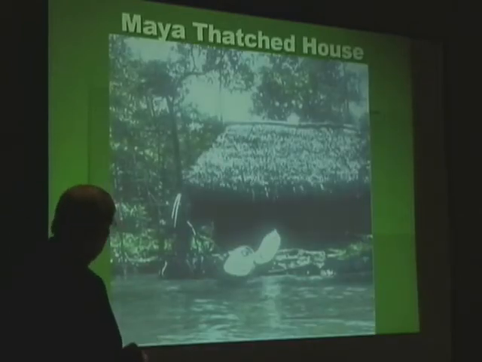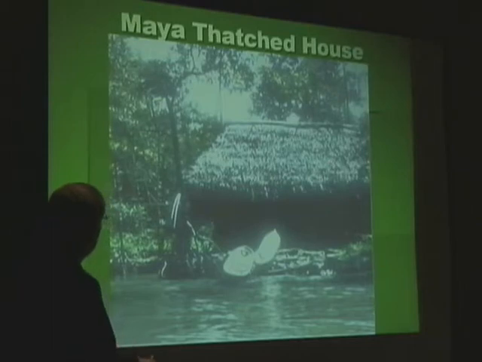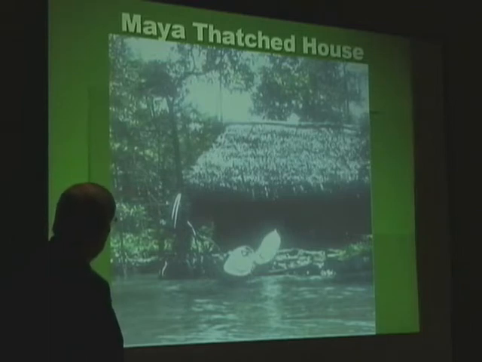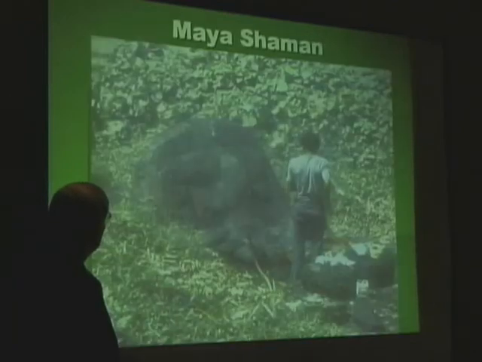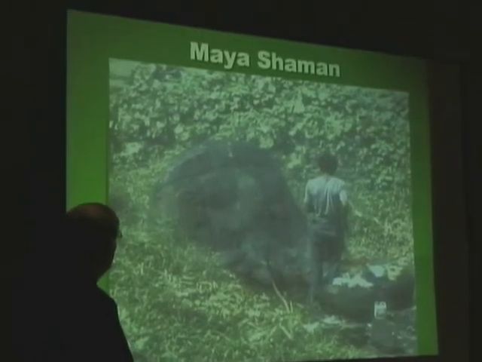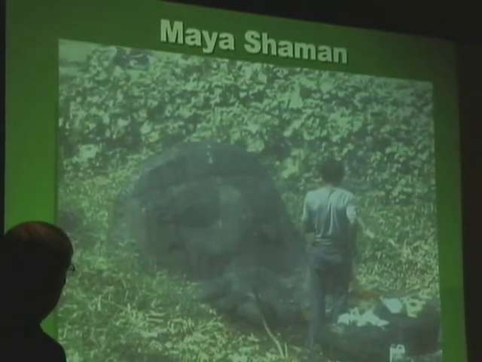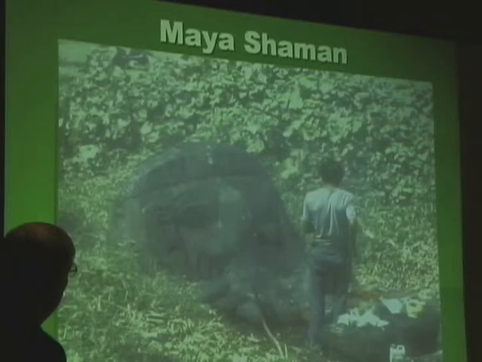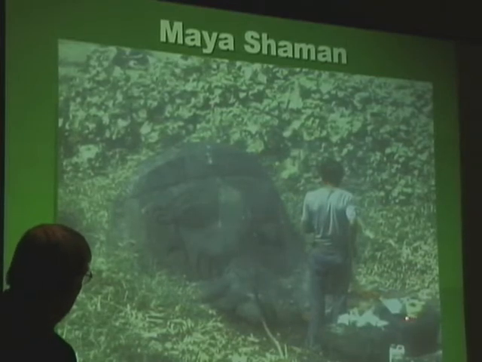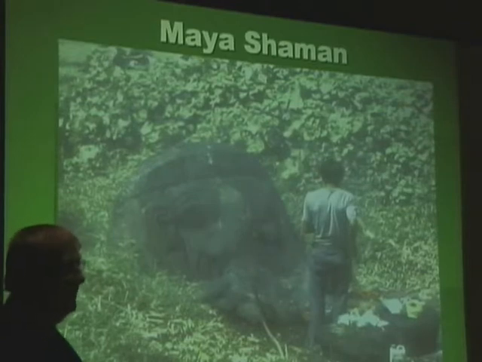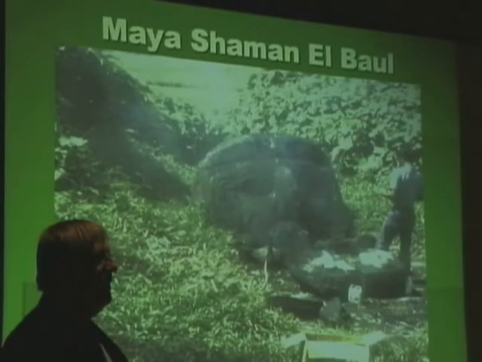Now, these are cayucos, they're canoes, and the thatched structure, which is very typical of the lowland jungle and tropical areas of southern Mexico and northern Central America. Scattered throughout that area are archaeological finds like this monument here on the coast of Guatemala at a site called El Baúl. And here's a shaman who still is going out there doing his rituals over these ancient monuments. So there's still a connection between the living Maya to the ancient past.